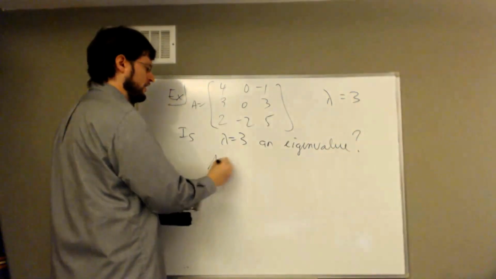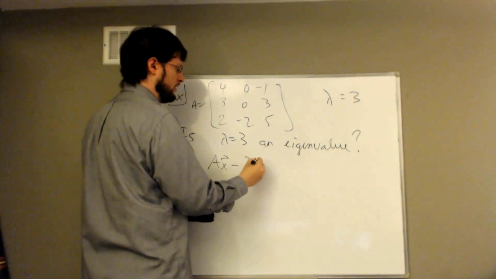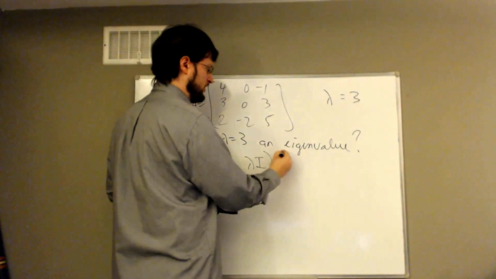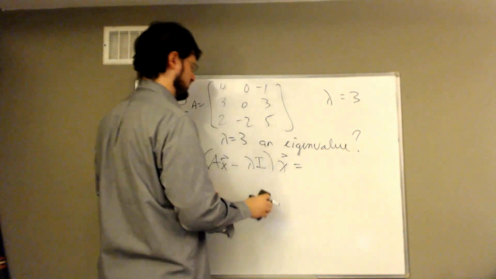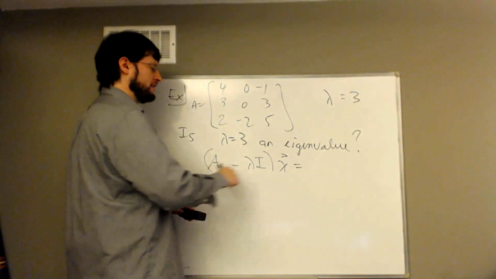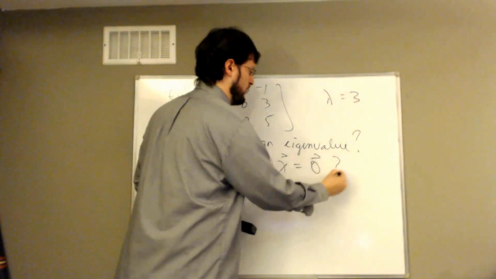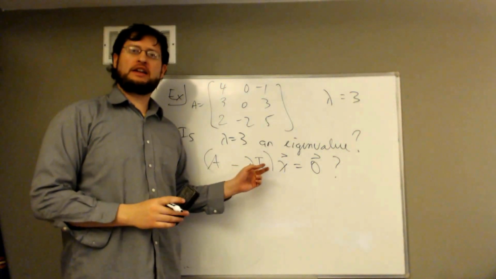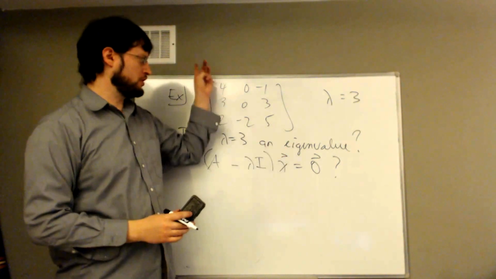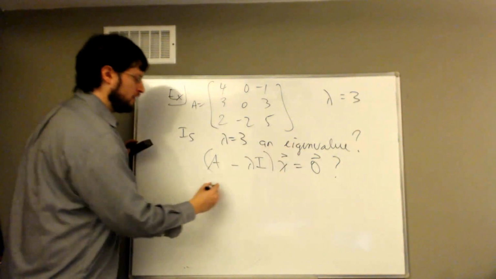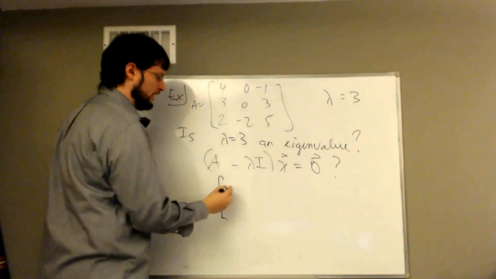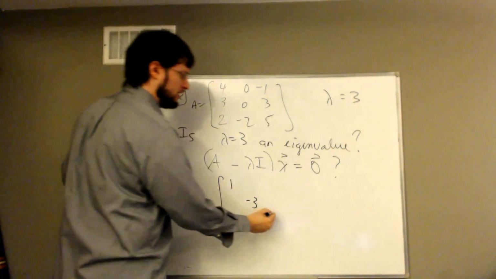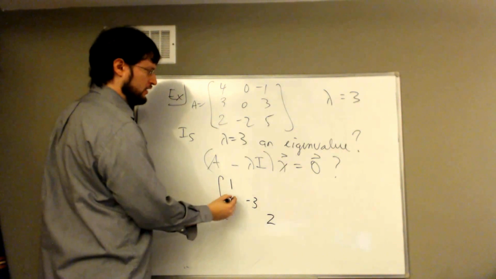Well, we're asking, is Ax minus lambda x, lambda I times x, equal to 0? Is A minus lambda I x equal to 0? That's what we're asking. But now I is the identity in 3 by 3 matrices, which is 1's on the diagonal. So now if I subtract 3 along the diagonal, I get 1 minus 3, 2, and then nothing else changes.